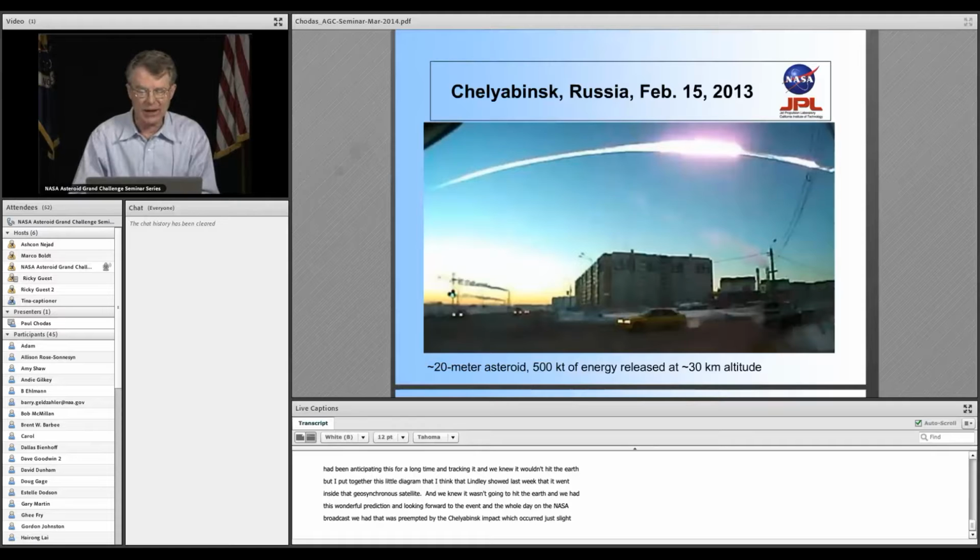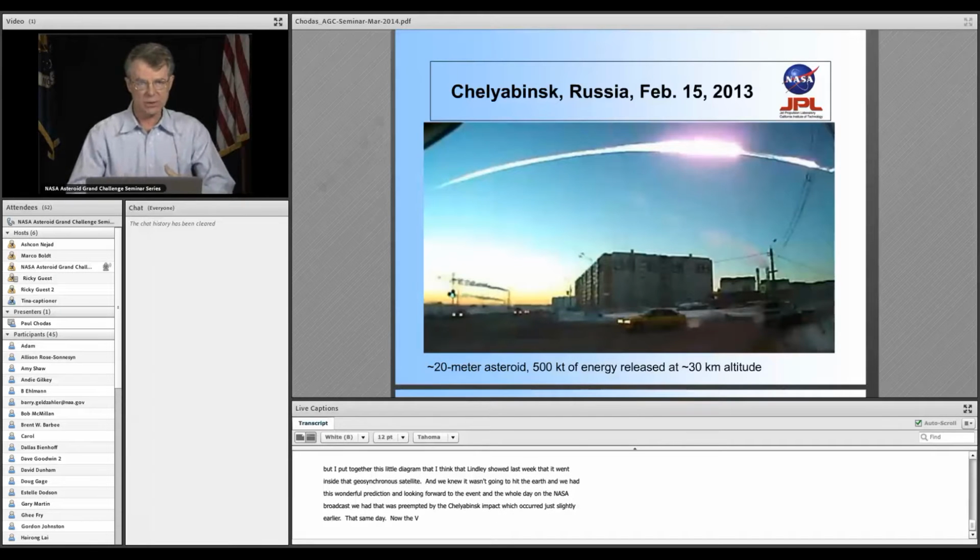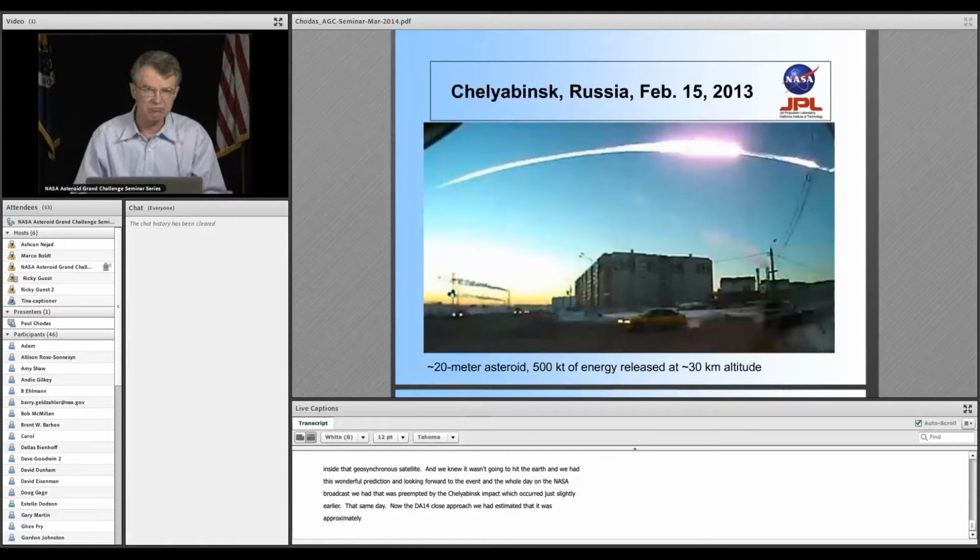The same day. Now, the DA14 close approach, we had estimated that it was approximately once every 20, 30 years or so, an asteroid of that size would come that close to the Earth, in fact, inside the ring of satellites. The Chelyabinsk impact was also an extremely rare event, on the order of 1 or 2 per century, and happened on the same day. These were unrelated events, but still a dramatic demonstration that rare events can happen on the same day and that asteroids should be paid attention to.